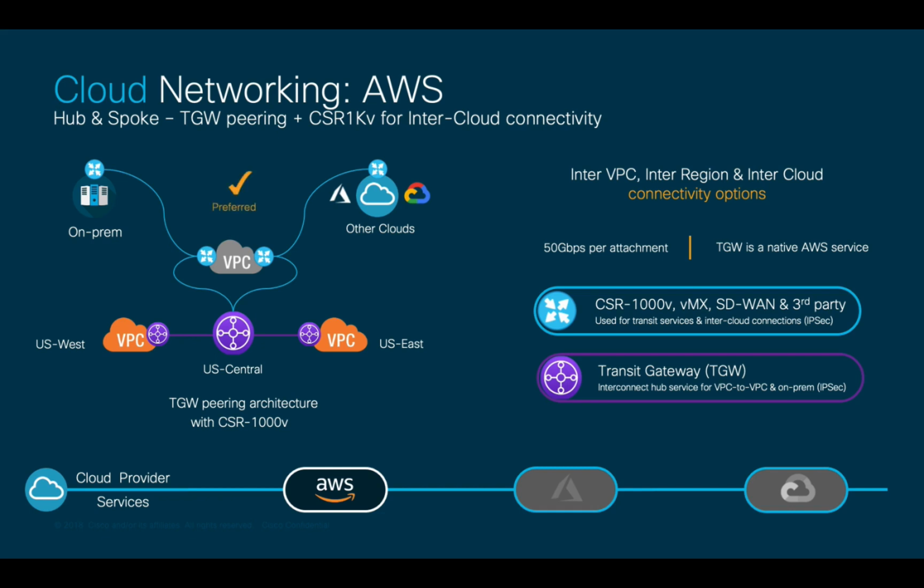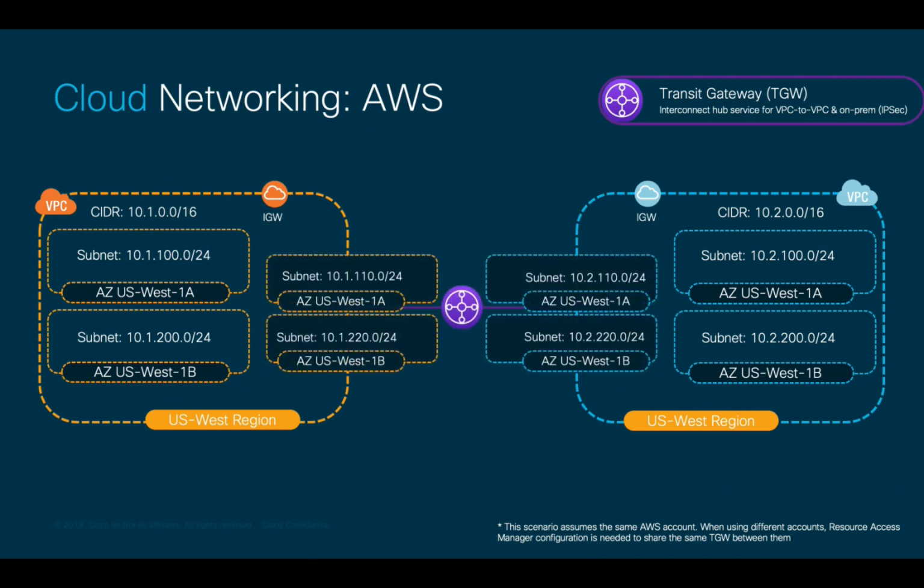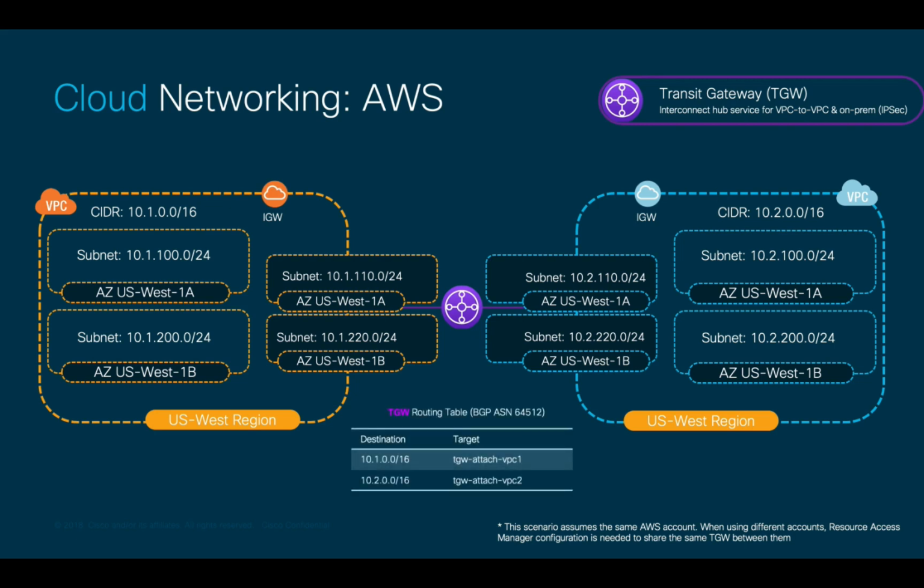TGWs are the preferred option to use for inter-VPC communication, especially since it uses the cloud provider backbone network. You just have to attach each VPC to the TGW service using a subnet or subnets on different availability zones from each VPC CIDR, and the TGW will automatically pull the CIDR information as part of its routing table.